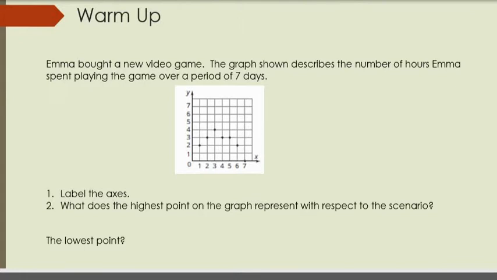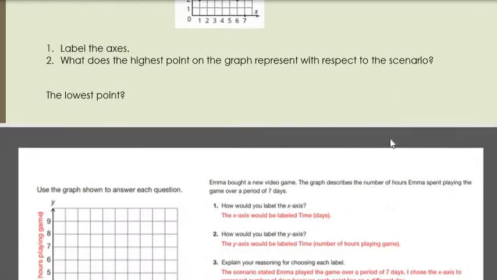Now look at this first problem right here. Emma bought a brand new video game. The graph right here describes the number of hours Emma spent playing the game over a period of 7 days. I want you to label the axis. What does the highest point in the graph represent with respect to the scenario? And what is the lowest point? Pause me right here while you come up with your answers.